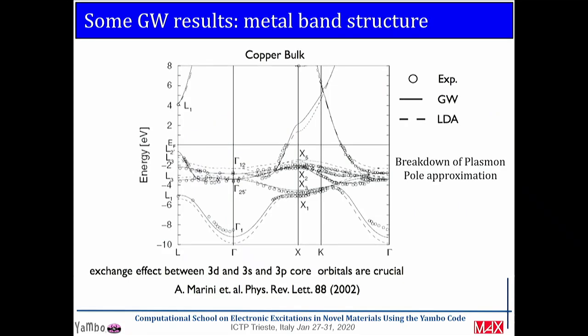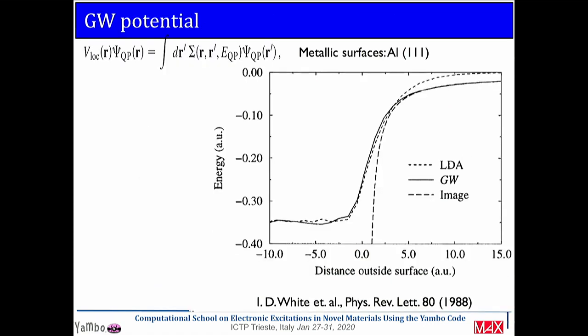Metals. We have talked before about semiconductors. Here, metals. Also for metals, with some care, we have a very good matching with the experiment, with the photoemission experiment. Much better than LDA. Here it's important to note that in the case of metals there is a breakdown of the plasmon-pole approximation. This is a work by Andrea of 2002, and here one had to resort to full integration for obtaining the self-energy.